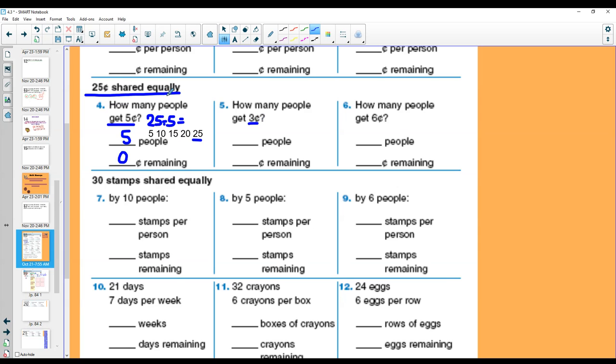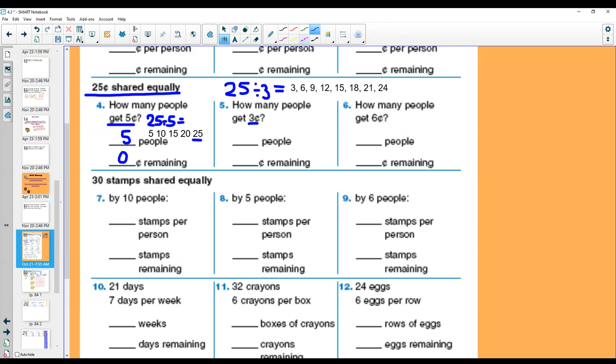All right, now we're taking 25 still. And this time we're doing 25 divided by 3. So think about this. What number are we going to count by? We're going to count by 3s. All right, let's do that. 3, 6, 9, 12, 15, 18, 21, 24. Oh, if I go again, I'm going to go over 25. I can't do that.